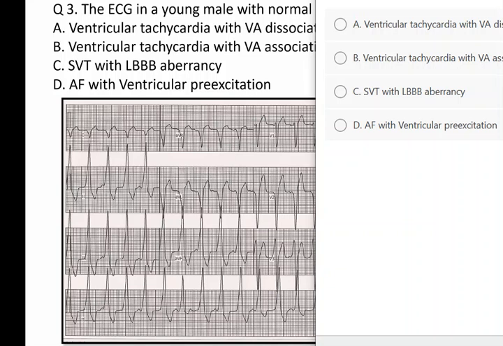Remember, this talk is on AV dissociation. That doesn't mean that every ECG that I show will have AV dissociation. So take your time, look at the ECG and look at the choices and then answer your question. So can we have the answers now, please?